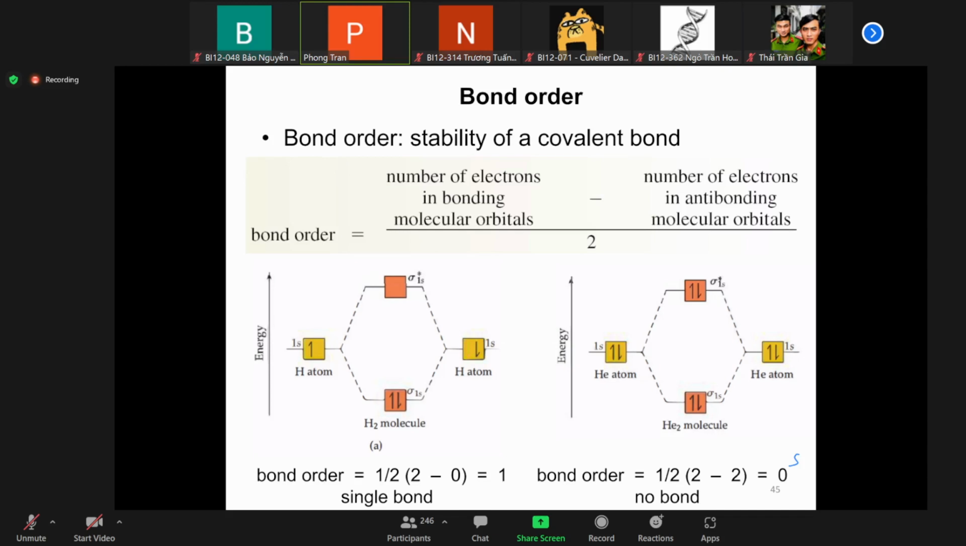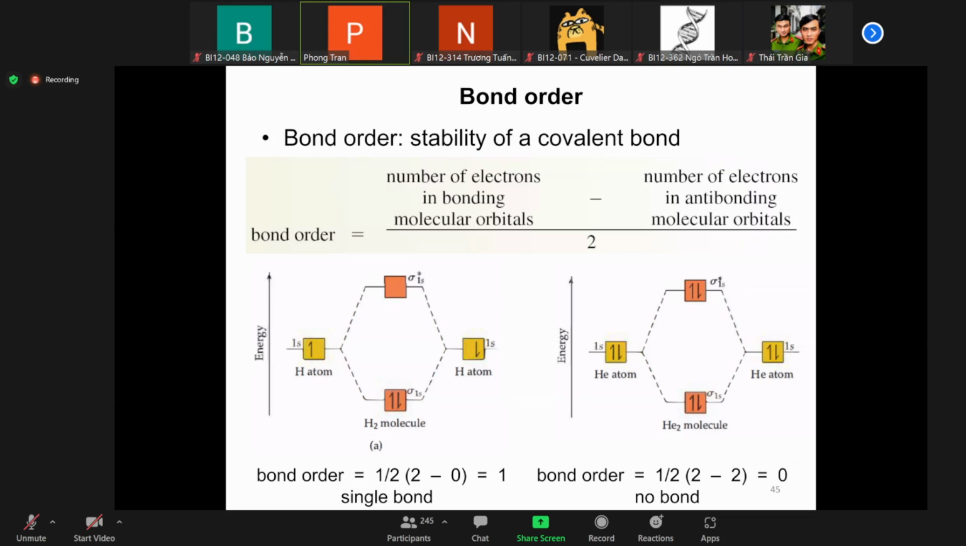So take the case of hydrogen. The number of electrons in the bonding orbital is 2, and the number of electrons in the anti-bonding orbital is 0, so 2 minus 0 equals 2. You divide by 2, equal to 1. So the bonding between hydrogen and hydrogen has a bond order of 1, and here you have a single bond.